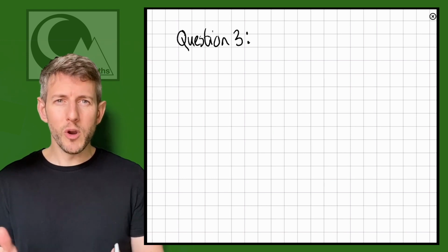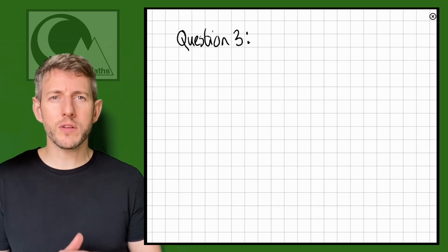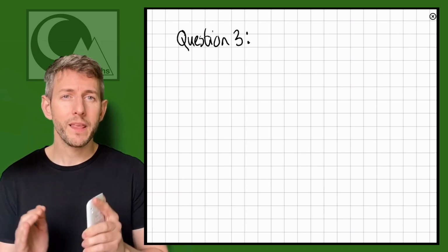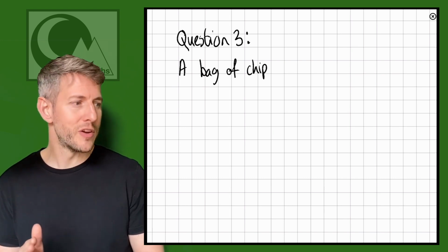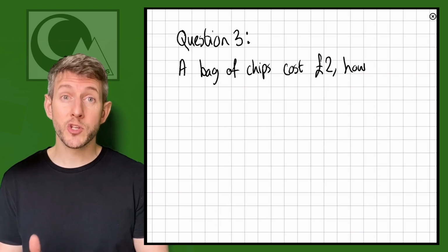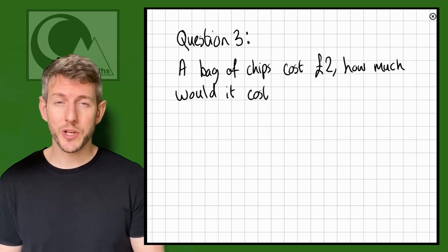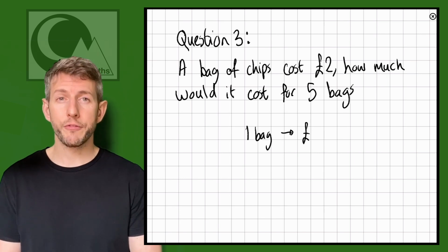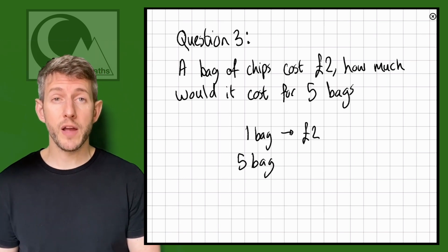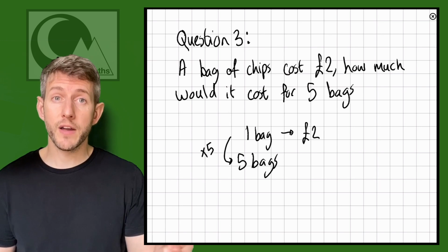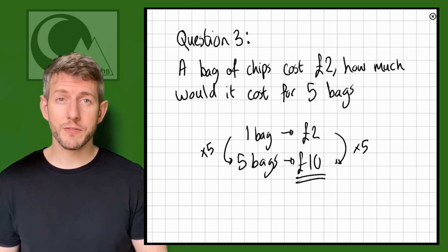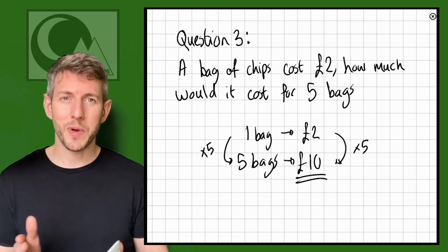I'm going to try one more like this, and then I'm going to look at when we're not told how much one costs, when we're told a different amount. So let's have a look at this next question, which is if a bag of chips costs £2, how much would it cost for 5 bags? So one bag is £2. We want 5 bags. So 1 times 5 is 5. So 2 times 5 is 10. So therefore we can see that 5 bags of crisps will cost £10.